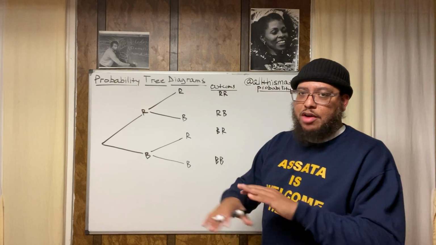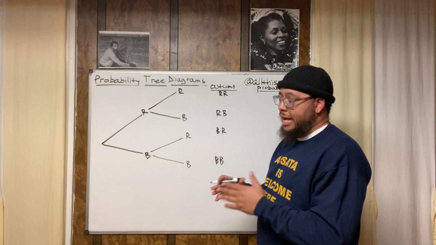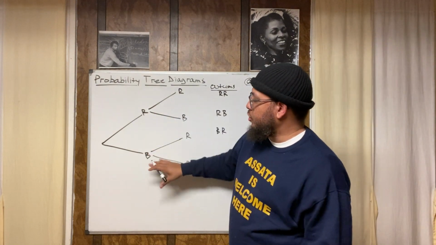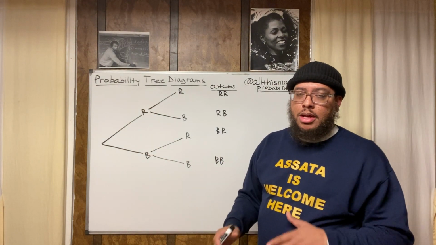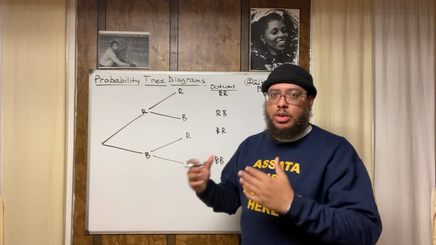We only got 4. We don't got 5. We don't got 6. We don't got 7. We got more than 3. We got more than 2. We got exactly 4. And you can see where the 4 comes from. That's the beauty of the tree diagram. The beauty of the tree diagram is you can get a visual representation of what's going on.